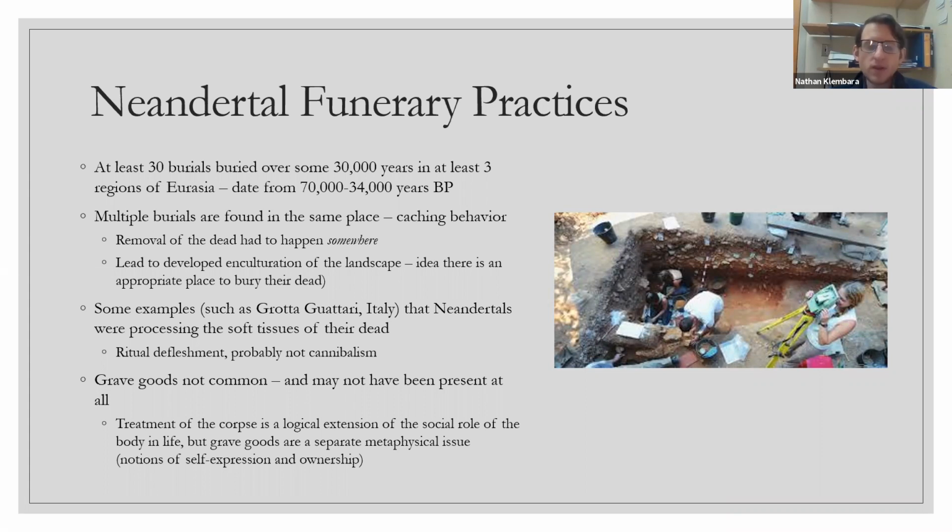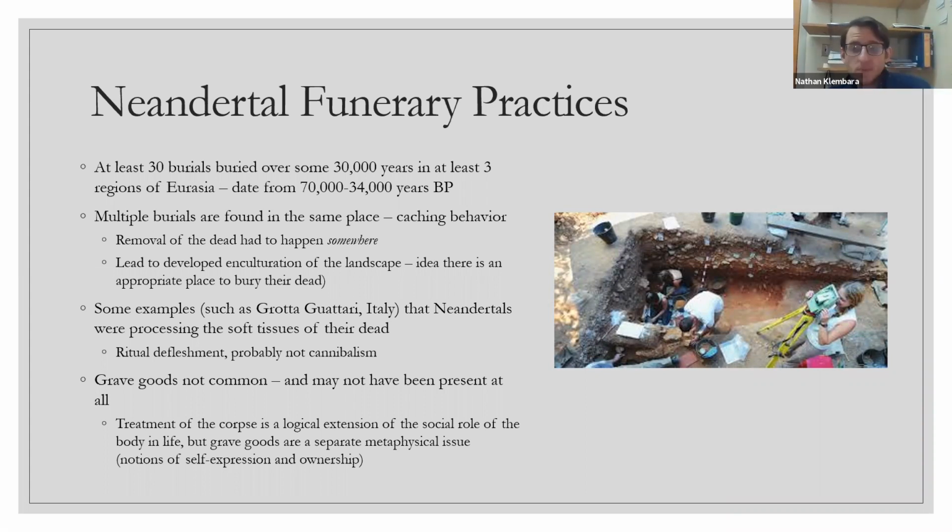And so people weren't really being buried with things. They would bury individuals with maybe some red ochre, but they weren't burying them with any other objects. And this is because the idea of grave goods is another leap in social complexity than just burial.